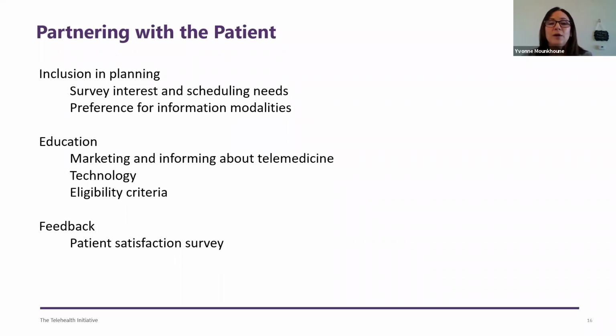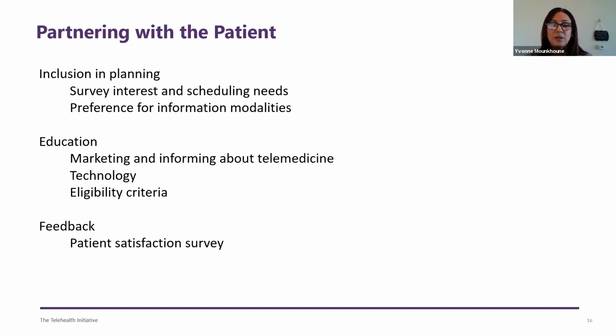And then you're going to be partnering with your patient. You want to include patients in planning if at all possible. Some practices have patient panels, advisory panels that they develop, and that would be a good resource for assistance with planning and implementation of a telemedicine program. Or you could just do some type of informal survey. Patient involvement will help you identify the level of interest and understanding that your patient population has about telemedicine.